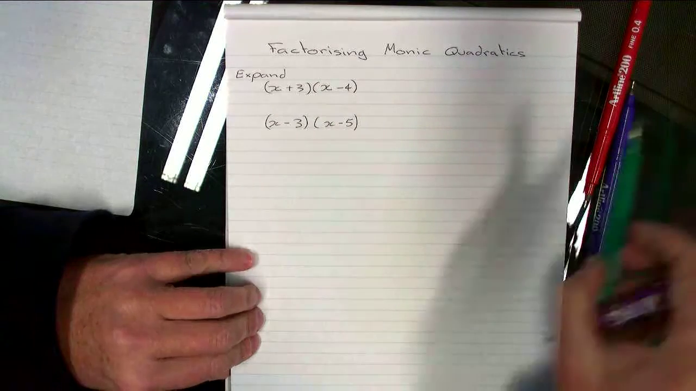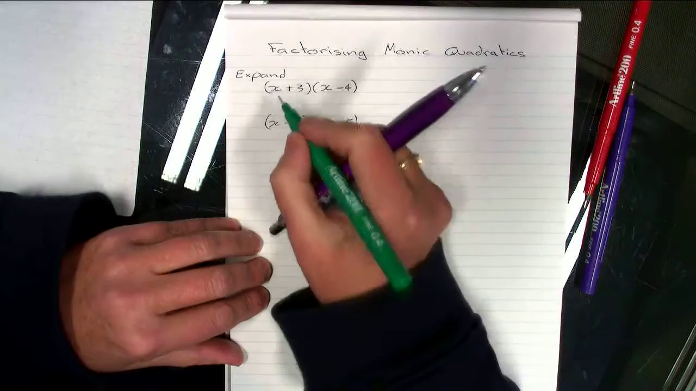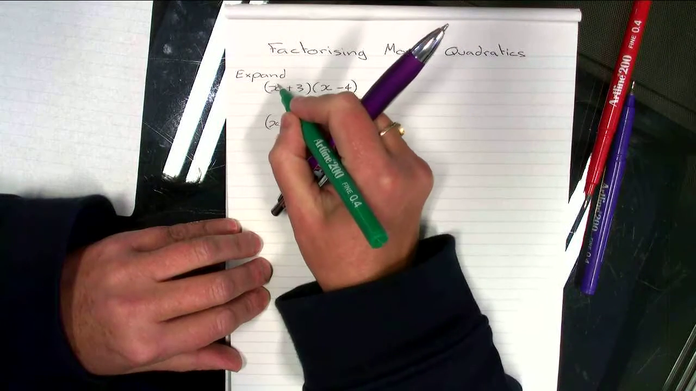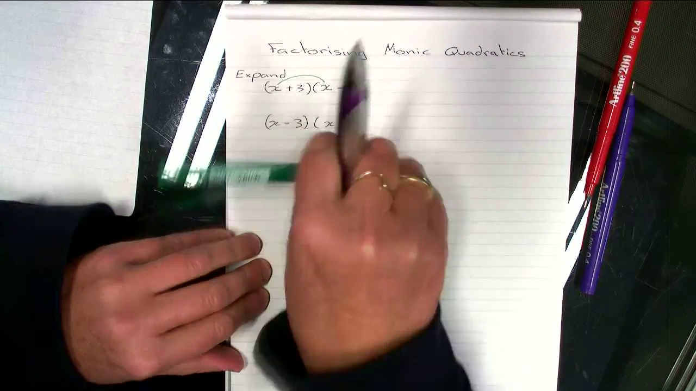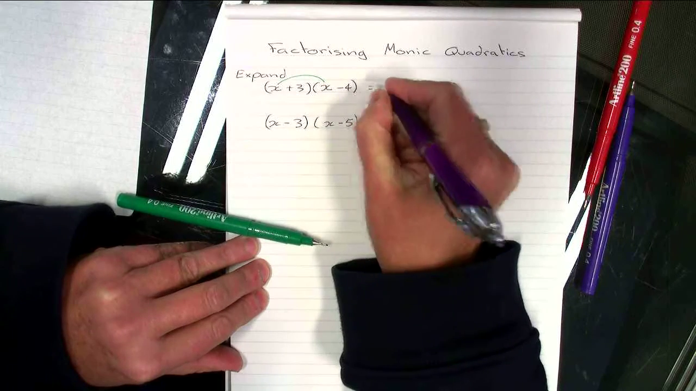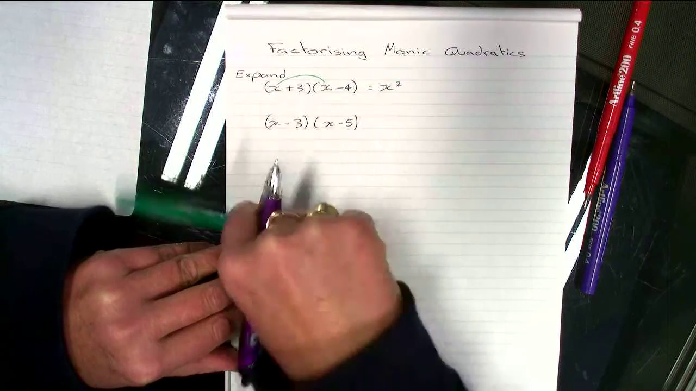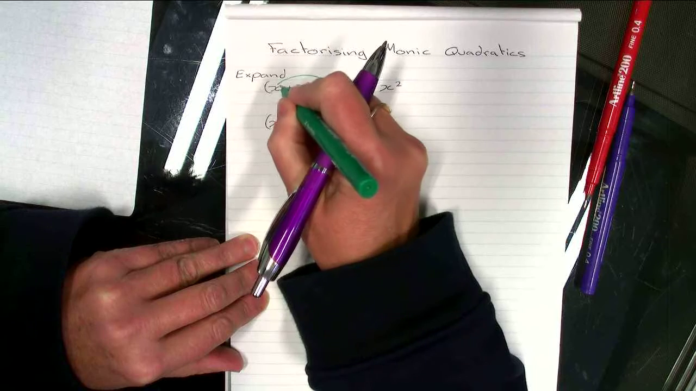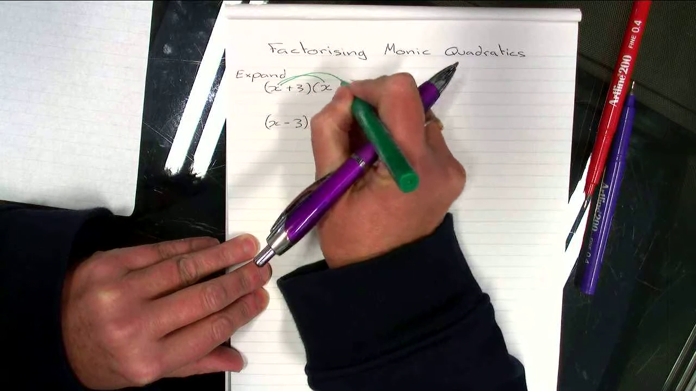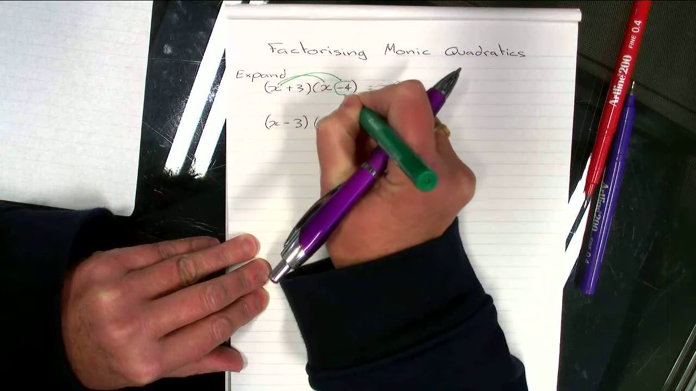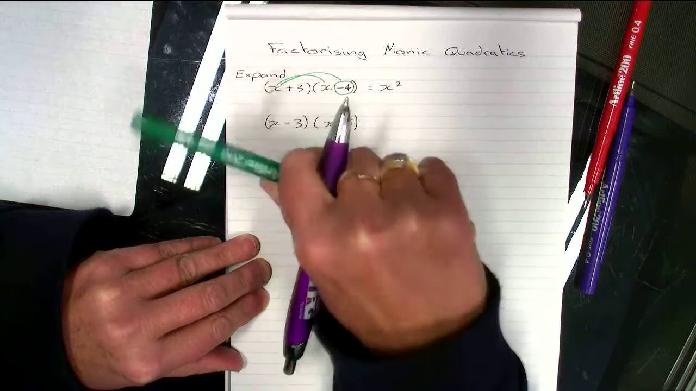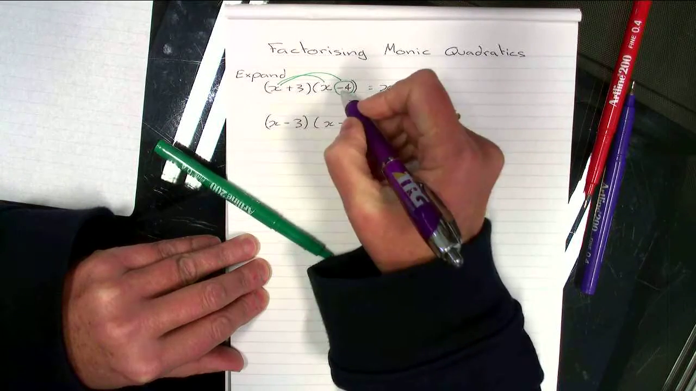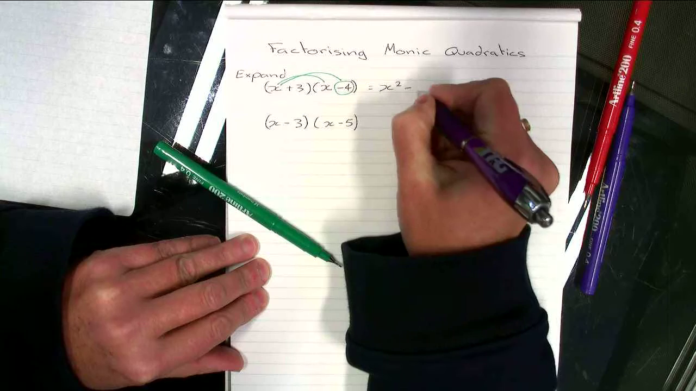So if I use the distributive law, in FOIL we do first times first, so x times x is x squared. Then we do our outside terms, x times minus 4. Remember, when we multiply we have to take into account that sign, so a plus x times a minus 4 is minus 4x.